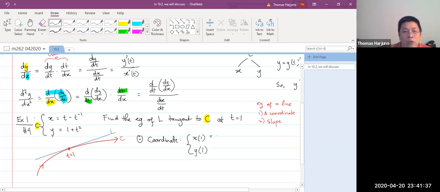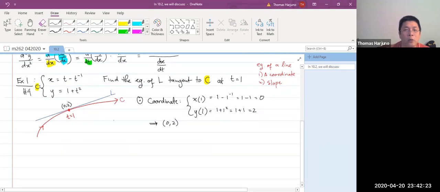When t equals 1, x will be 1 minus 1 to the negative 1. That's 1 minus 1 equals 0. And as for the y, when t equals 1, I get 1 plus 1 squared. That's 1 plus 1, that's 2. So the coordinate will be 0, 2. The coordinate where we observe the tangent line later on will be coordinate 0, 2.